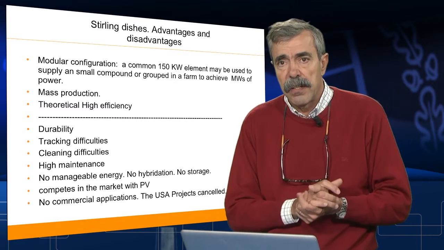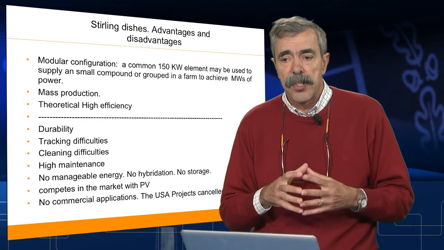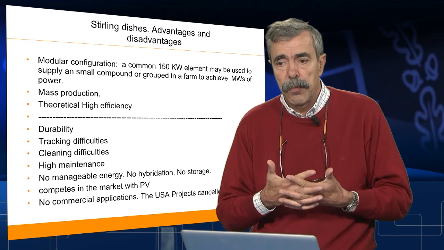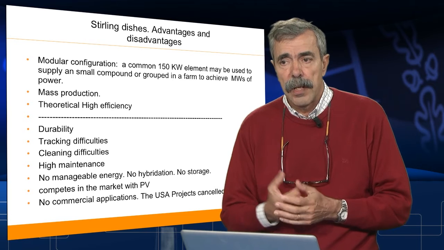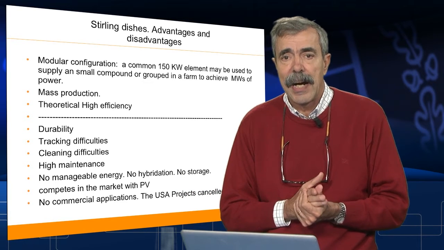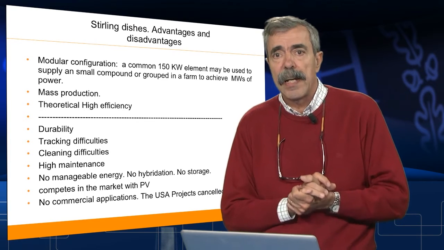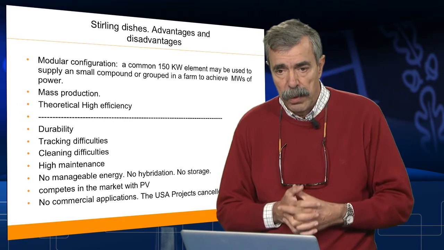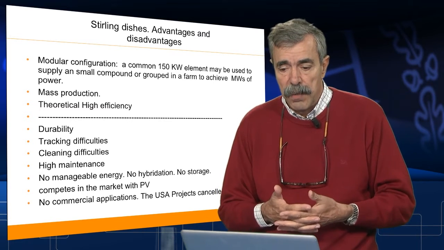Another advantage is that, again, theoretically, the Stirling dish can reach very, very high temperatures, and so according to the thermodynamics, it could produce electricity having a high efficiency, maybe in the range of twice or 3 times the efficiency achieved by a PV panel. And all that is very good, and all that is very positive.